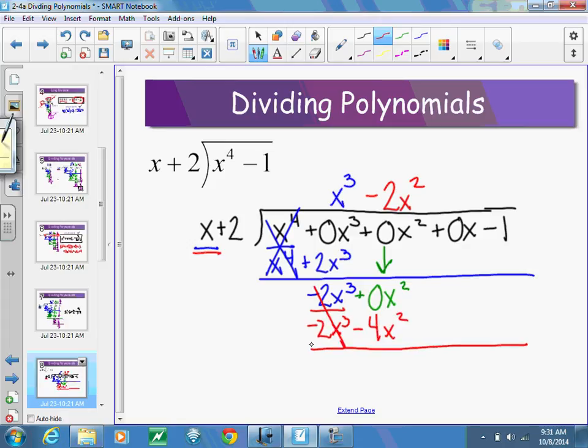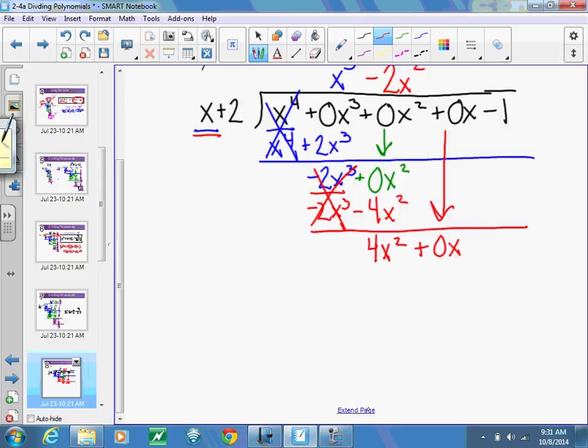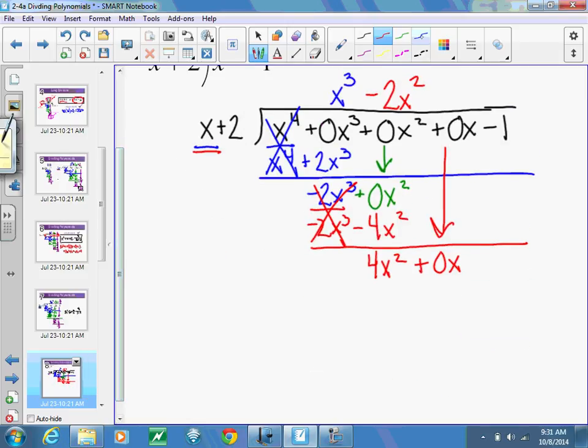And we're going to subtract. Negative 2x to the third minus negative 2x to the third is going to cancel out. Here I'm going to get a positive 4x squared, and we're going to bring down the 0x. So now x times what gives you 4x squared? That's going to give us 4x. 4x times x is 4x squared. 4x times 2 gives you 8x. Subtract. I end up with a negative 8x.